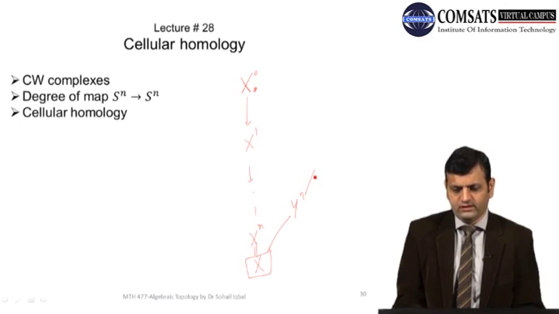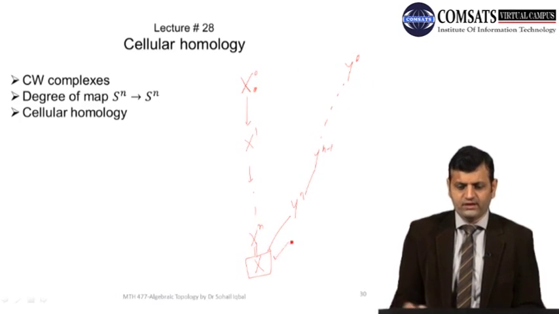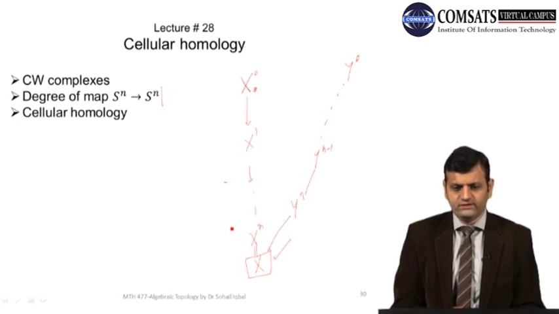I can come through some other way, n-1 and so on, up to Y naught. This Y naught is totally different from X naught, but these are 0-dimensional. So there could be more than one way of constructing a given topological space using this algorithmic procedure of attaching cells. In the next section of this lecture we discussed what the degree of a map is.